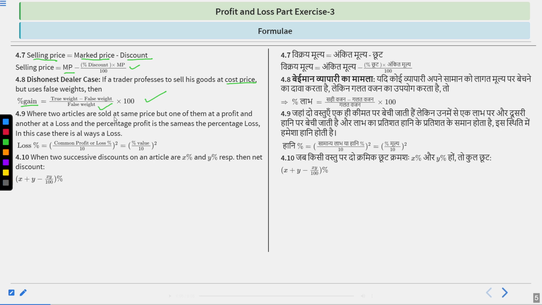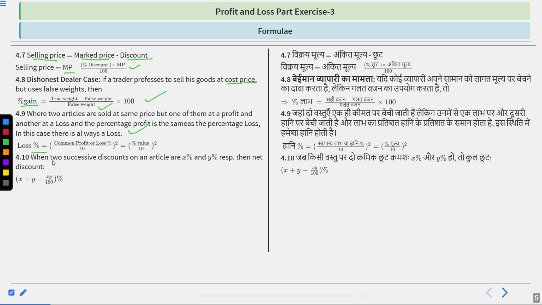Where two articles are sold at the same price but one of them at a profit and another at a loss, and the percentage profit is the same as the percentage loss. In this case, there is always a loss. Clear? What will be the loss? Loss will always be common profit or loss percent upon 10 whole square. Okay? Or we can say value percent value upon 10 whole square.